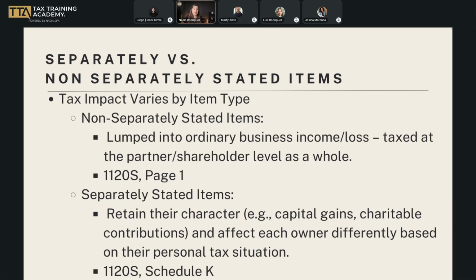The most common are the capital gains. So if we see sale of assets, if we see interest income, if we see dividend income, any type of separately stated items, they have to retain their character when they flow down to the shareholder. So they're never going to be on page one as part of the business's ordinary income and loss. Instead, they have to be separately stated to flow down to the shareholder.